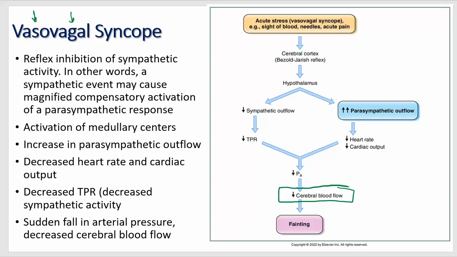Okay? So activation of those medullary centers, increase in parasympathetic outflow, decreased heart rate, decreased cardiac output, decreased total peripheral resistance, decreased sympathetic activity, sudden fall in arterial pressure, and decreased blood flow.